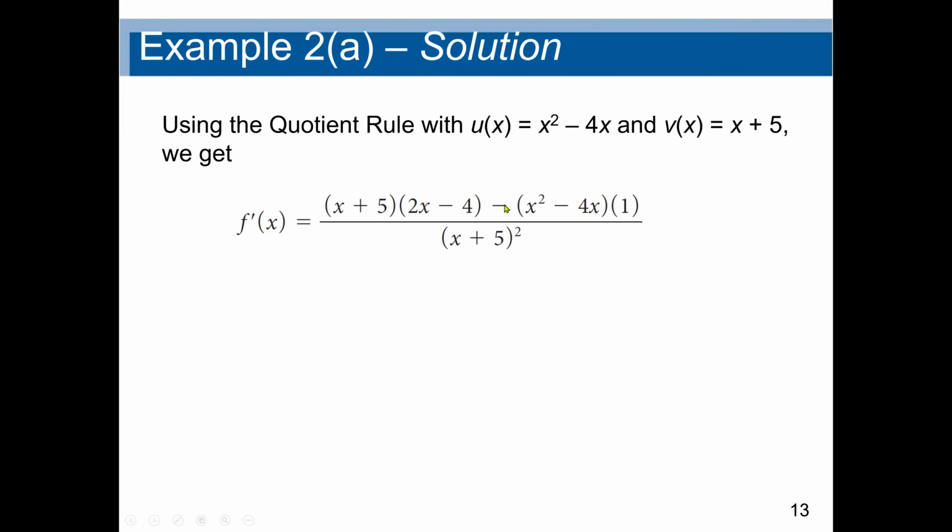Minus. Now I'll look at the derivative of the denominator. s plus 5 will give me 1. Then I'll multiply by the numerator, which is s squared minus 4s. Then I'll divide by everything squared, the denominator. The denominator is only s plus 5, so all squared.